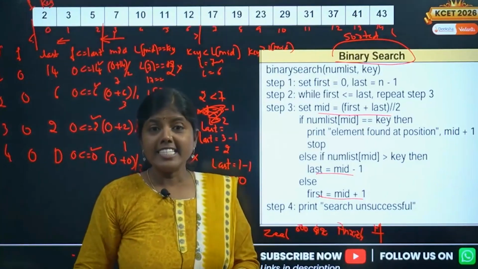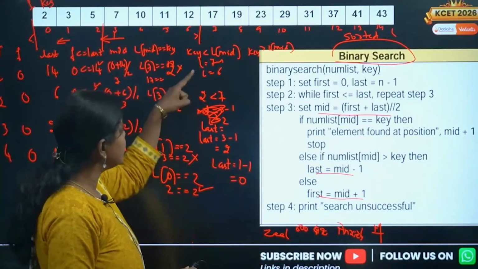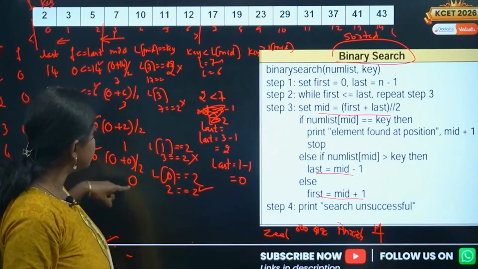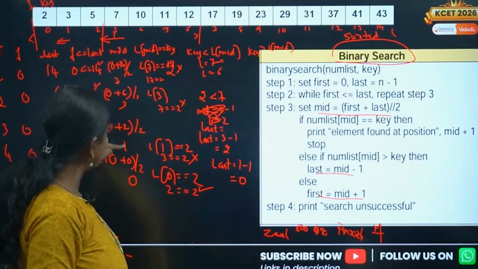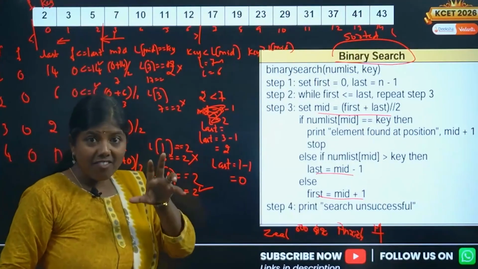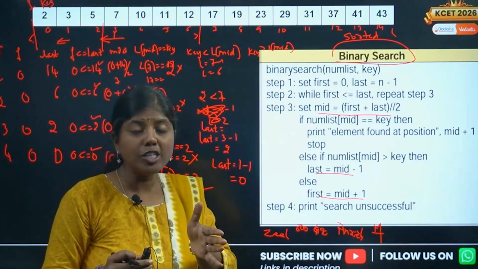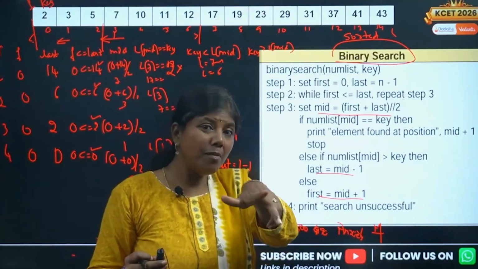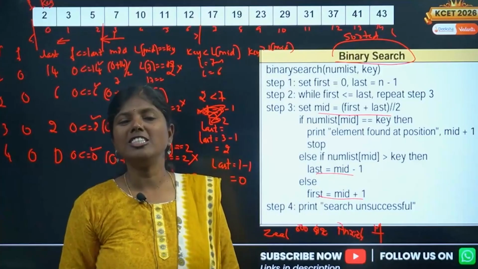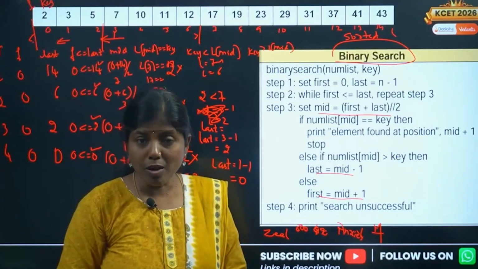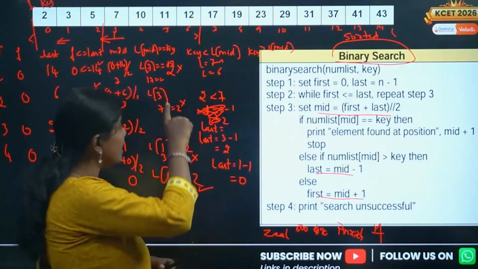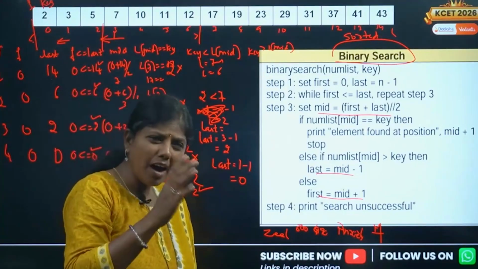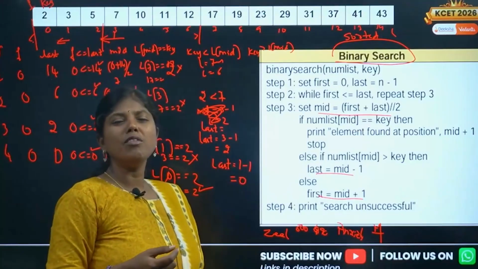Is the point clear? See here, every comparison is telling you, I'll just show you this part. See 7, 3, 1, 0. Every comparison gives you information about the part of the list where the key element can be found in the search area. What I'm trying to tell you is that every comparison, whatever I'm comparing, gives you information about the part of the list where the key element can be found.